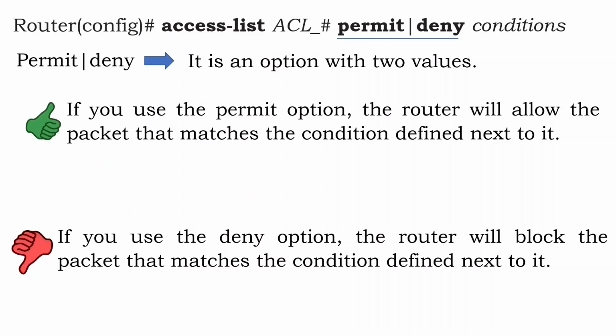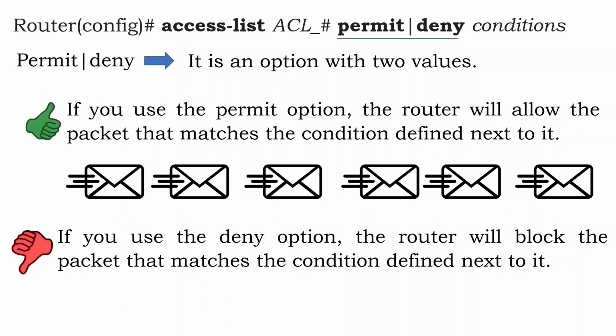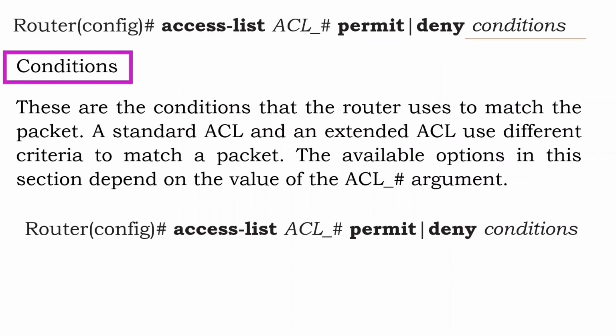The next parameter in the command syntax is an option with two values. If you use the permit option, the router will allow the packet that matches the condition defined next to it. If you use the deny option, the router will block the packet that matches the condition defined next to it. The next parameter is the conditions.